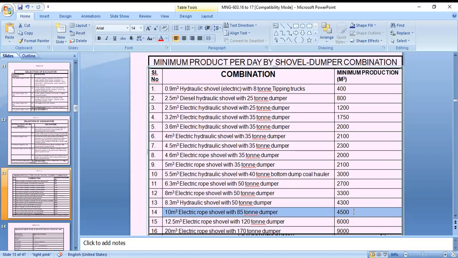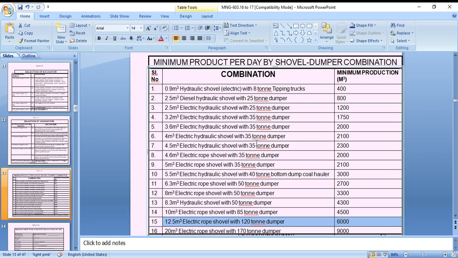Here in our coal mines, most of them have a 10 meter cube electric shovel capacity, almost always with an 85-ton dumper combination. For more than 10 meter cube electric shovels, a 120-ton dumper is very suitable. We can expect 6000 meter cube capacity. For the 20 meter cube capacity with 120-ton dumpers, such machines are mostly not available in coal mines, up to here is what coal mines are using. So this is the combination of the shovel and dumper.